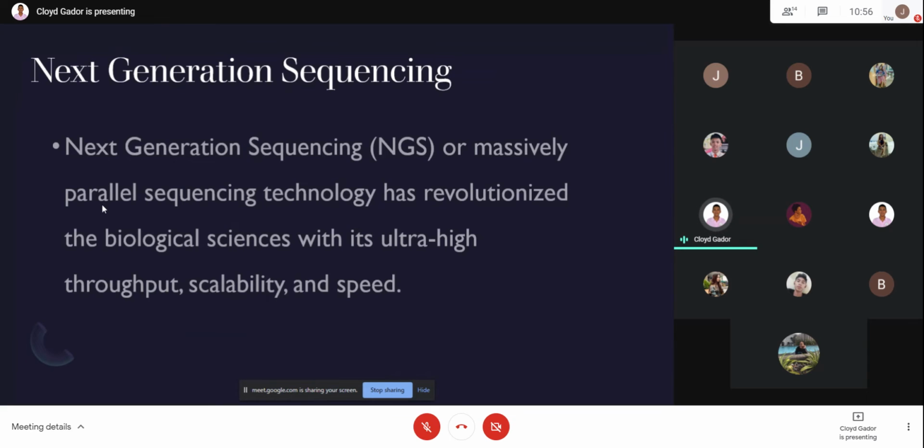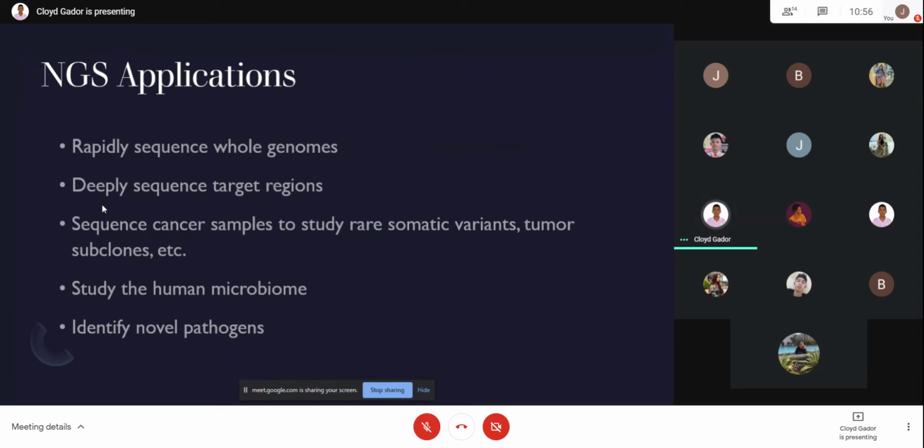Next generation sequencing, or NGS, also known as massively parallel sequencing, has completely revolutionized genome analysis. With next-gen sequencing, it is now possible to sequence an entire human genome in just one day. With its ultra-high throughput, scalability, and speed, NGS enables researchers to perform a wide variety of applications and study biological systems at a level that has never been done before. The innovative sample preparation and data analysis options enable a broad range of applications.